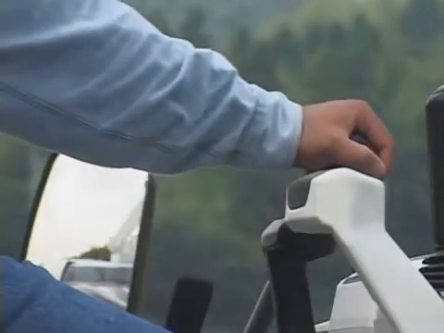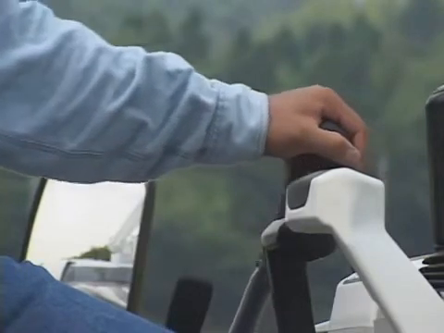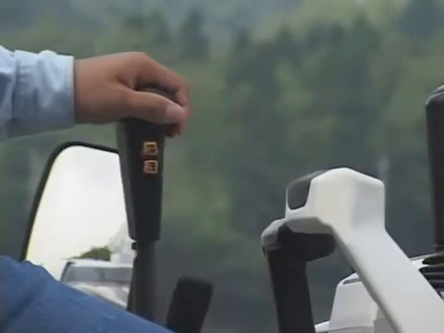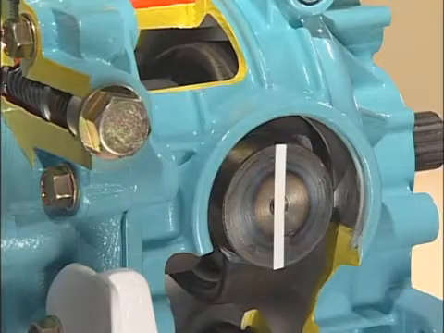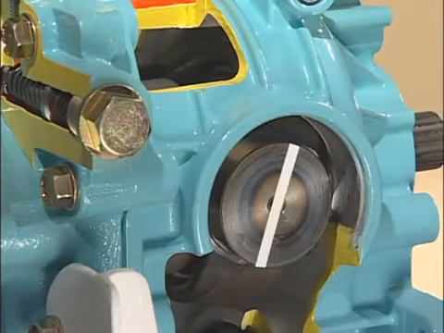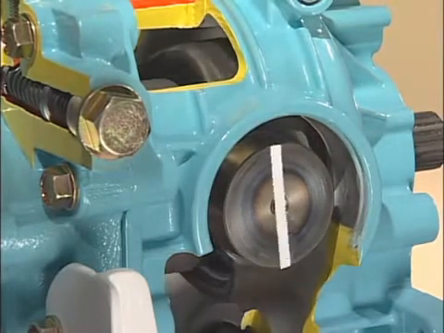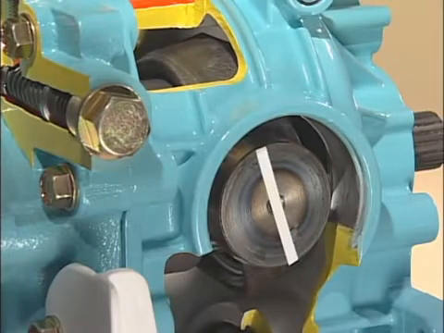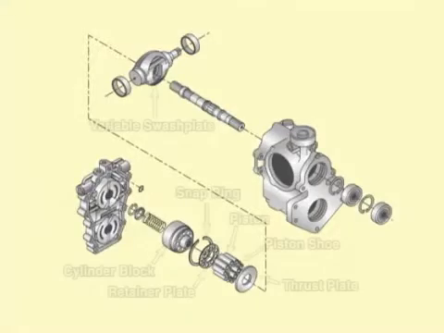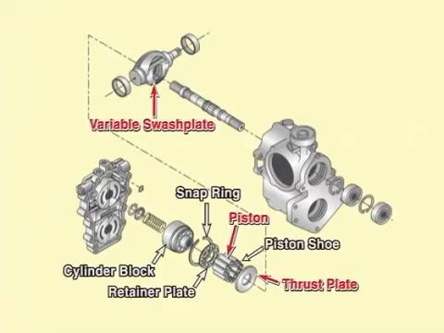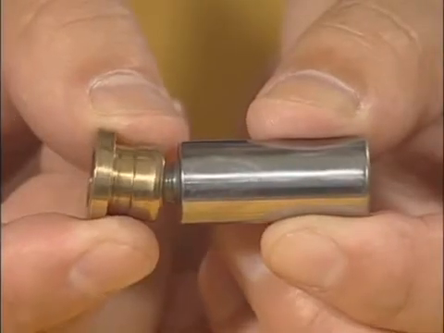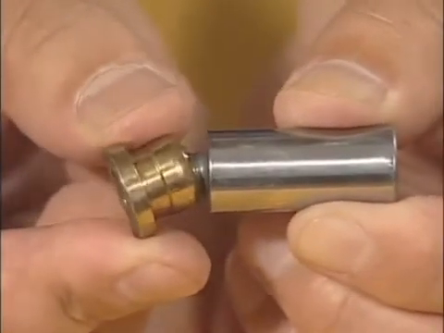By operating the speed change lever or pedal, the machine can be moved forward or reverse. Moving the speed change lever forces a variable swash plate to move on the HST pump side. Here you can see the variable swash plate as it moves. Located between the variable swash plate and the pistons is a thrust plate, over which the pistons move and slide. This part of the piston, called the piston shoe, moves freely.